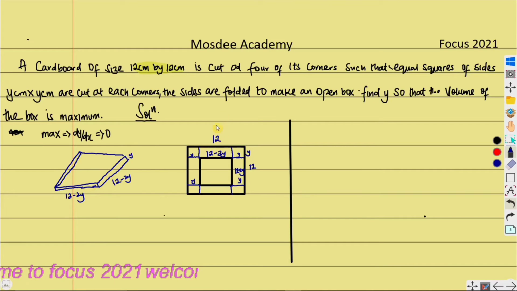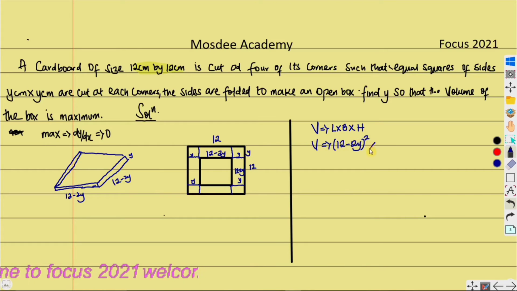Getting the values, the volume is what we want to work on. The volume of an open box should be length times breadth times height. I hope students still remember this formula from the mensuration class. The length and breadth are equal, so V is equal to (12 minus 2y) all squared, multiplied by y. At maximum, as already discussed, when we differentiate volume with respect to y, it must give us 0. So we say dV/dy must be equal to 0. Next, we differentiate.